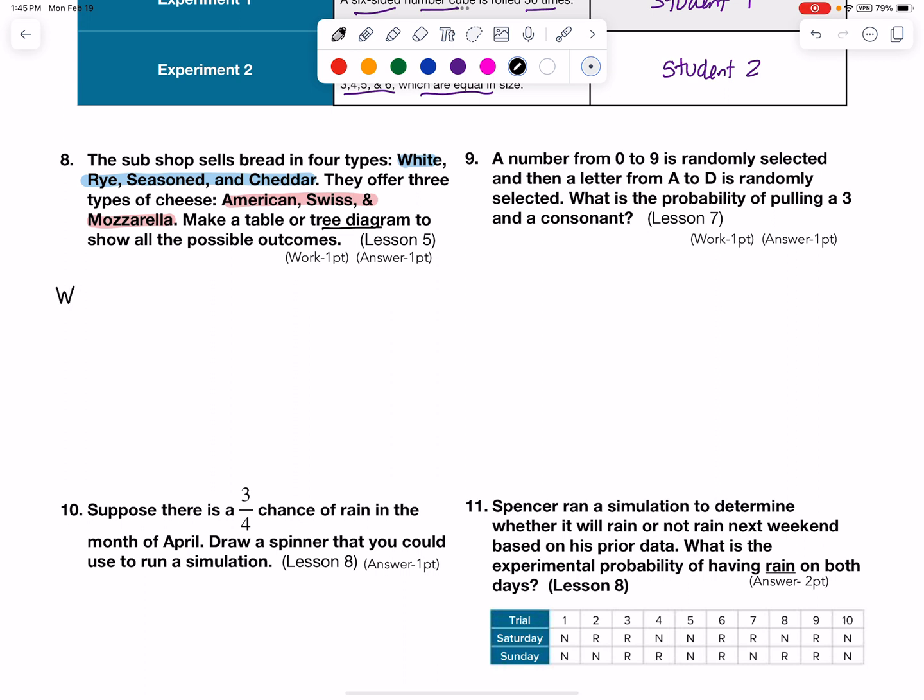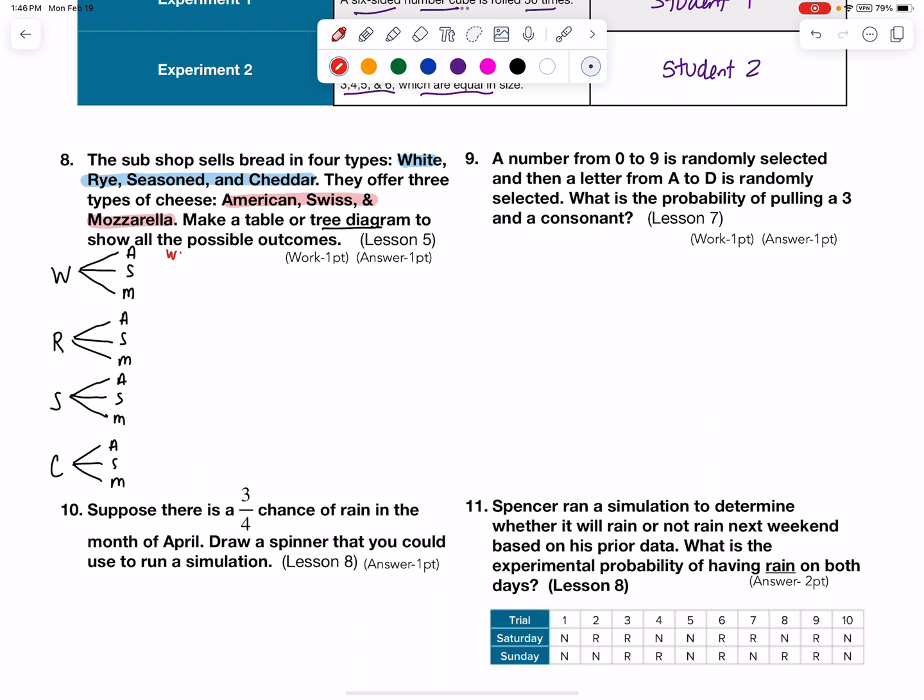Okay, so we have white, we have rye, and we have seasoned. And so those are my first. And we have cheddar, so hold on. White, rye, seasoned, and cheddar. And then we have 3 options that branch off of those. So we just go like this. And we have American, Swiss, mozzarella, ASM, ASM, ASM. Okay, and then you do have to actually share the results.